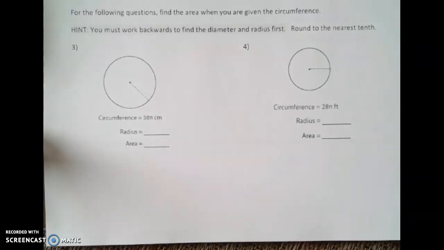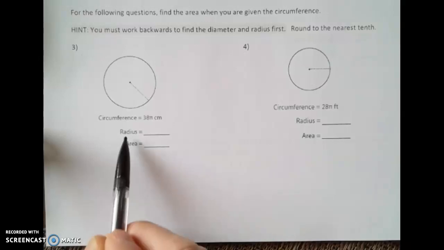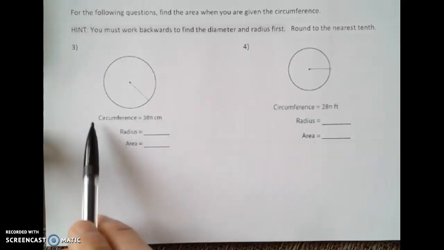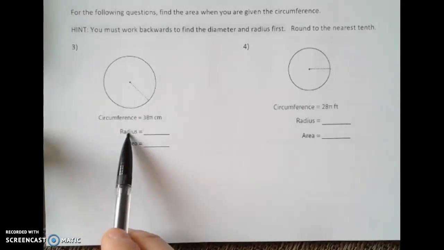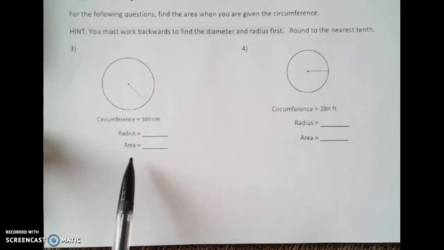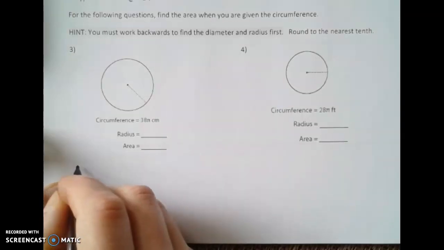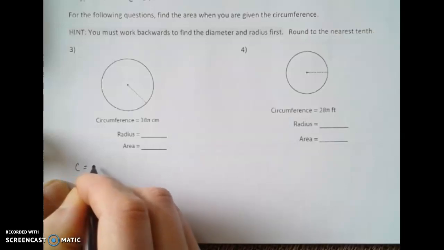Knowing my area formula, A equals pi r squared, the first thing that I'm going to have to do is figure out what's the value of the radius. So the first thing we're going to do is use the circumference formula to get to the radius. Once we know the radius, then we can use that to get the area of the circle. Okay, so let's start with the circumference formula that uses radius. That's C equals 2 pi r.